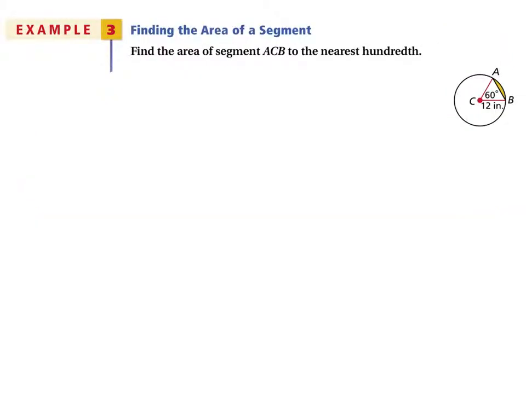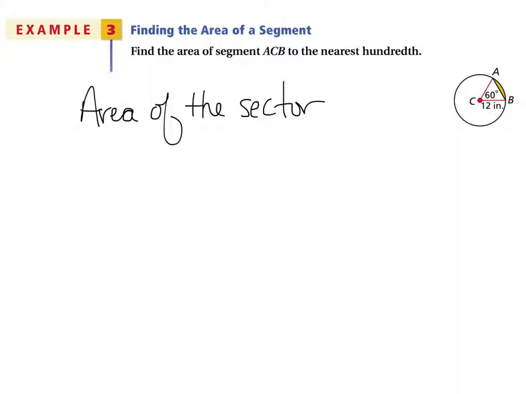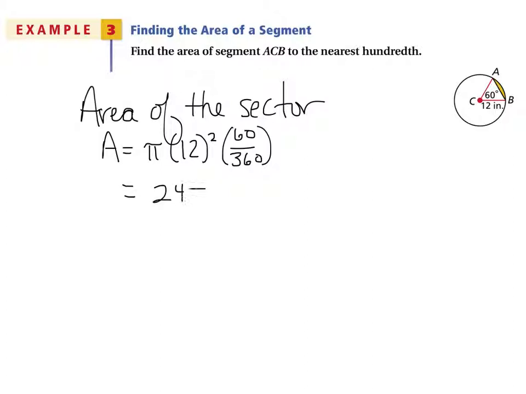So in example 3, find the area of the segment ACB to the nearest hundredth. So we have to first find the area of the sector. Well, the area of the sector is going to be A equals pi times the radius, which is 12 squared, multiplied by 60 divided by 360, so that'd just be 1/6. And that would give me 24 pi square inches.